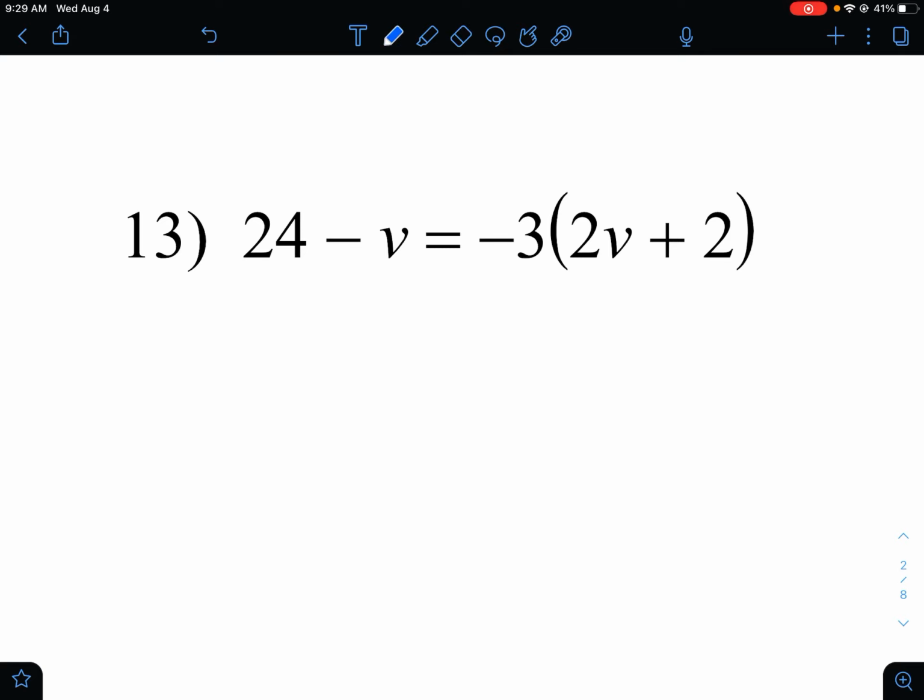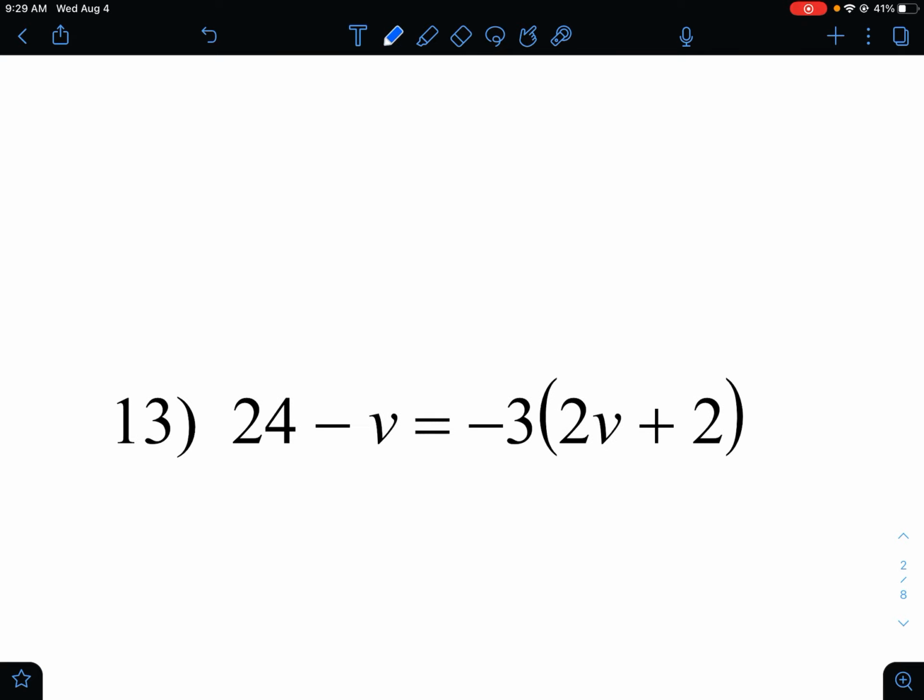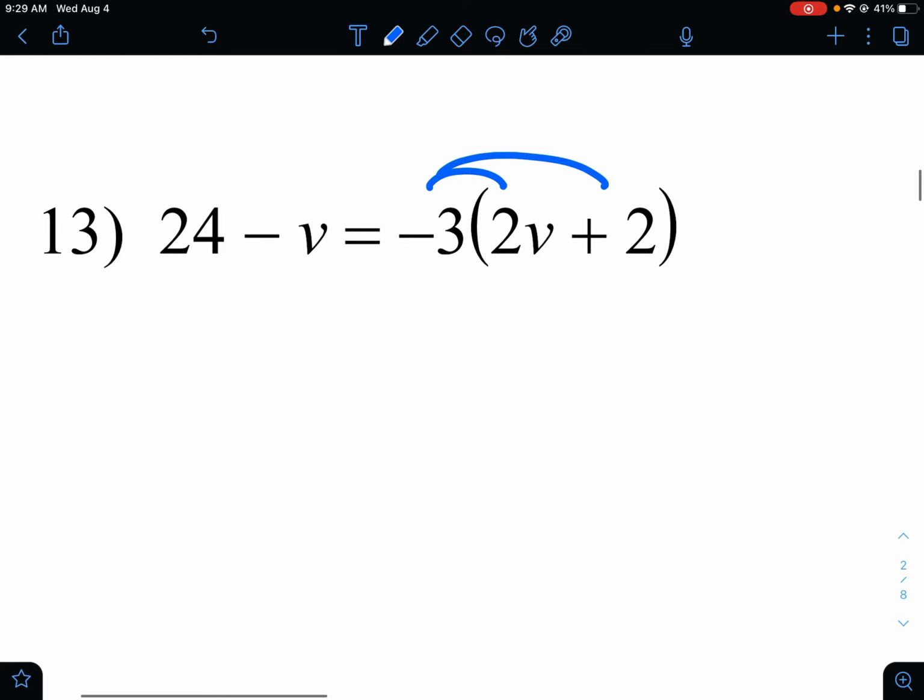How you know something's distribution is when you have a number right in front of the parentheses like this. That tells you that you're going to distribute to whatever is inside of the parentheses. So I'm going to distribute not just a 3, I need to distribute a -3. So -3 times 2v is going to give me -6v, and then -3 times 2 is going to give me a -6.